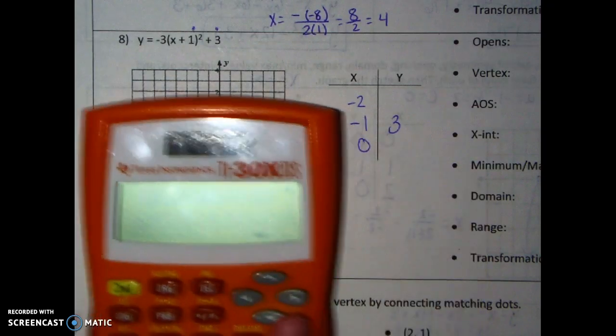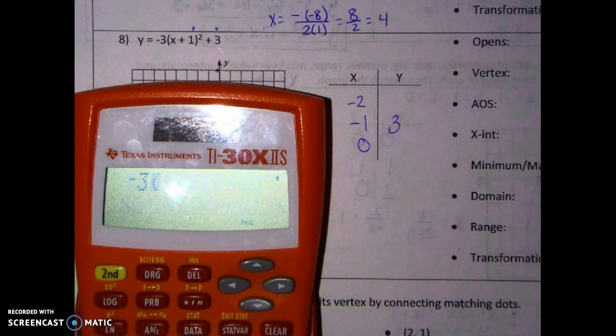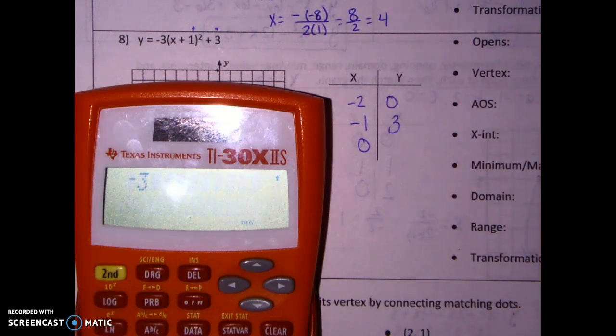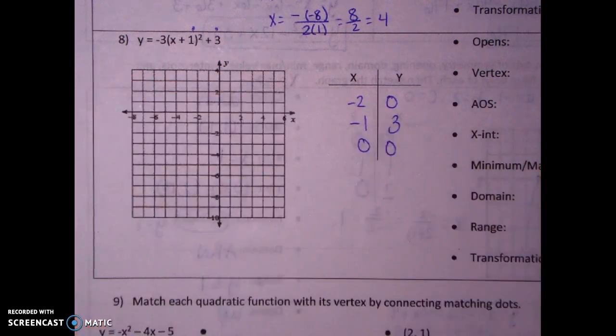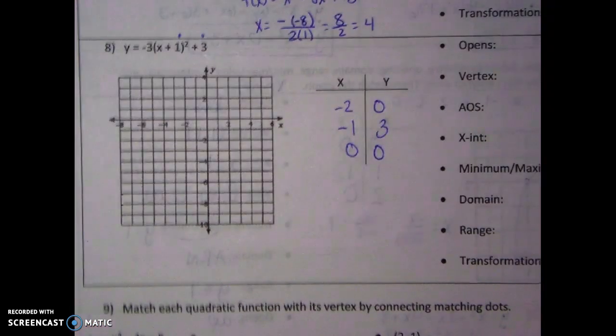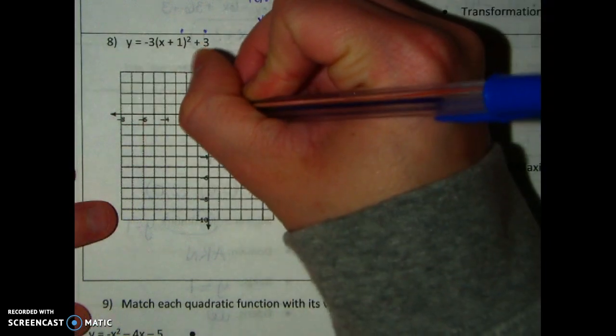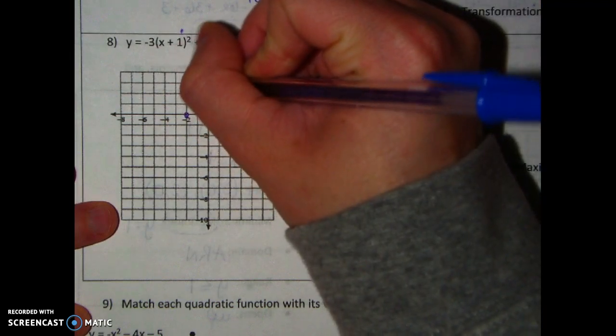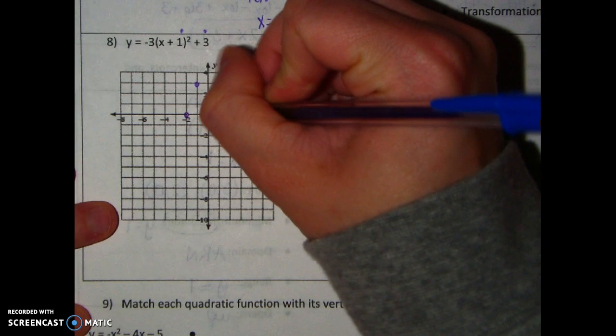And in my calculator, I'm going to type in that problem and plug it in. Negative 2 plus 1 squared plus 3, and that's 0. And negative 3 times 0 plus 1 squared plus 3 is also 0. So those two will be my intercepts. Let's graph it first. Negative 2, 0. Negative 1, 3. And 0, 0.